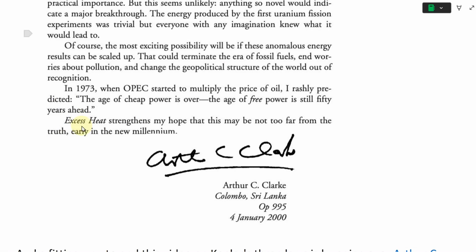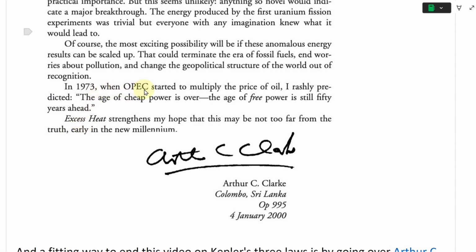In 1973, when OPEC started to multiply the price of oil, I rashly predicted the age of cheap power is over. The age of free power is still 50 years ahead. Excess Heat strengthens my hope that this may not be too far from the truth in the early millennium.